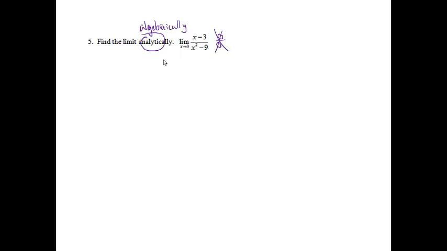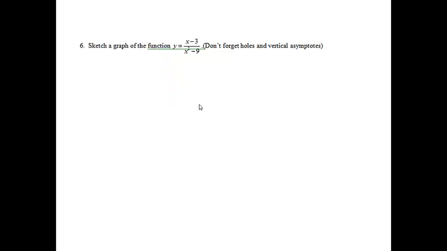So the next thing that I'm going to try to do is cancel some things out. So I'm going to have x minus 3. I'm going to factor the denominator into x plus 3 times x minus 3. My x minus 3's cancel out, so I'm left with 1 over x plus 3. I now can find the limit as x approaches 3 by plugging in 3. So when I do that, I will get 1/6, and that will be my limit. Okay, number 6.